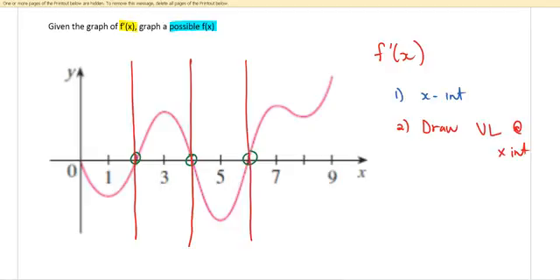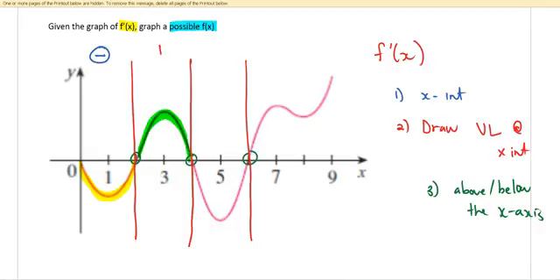Step number 3, determine whether you are above or below the x-axis. So over here on this yellow part that I'm highlighting, that is definitely below the x-axis, so I'll put a negative sign there. This part in green right there, that's definitely above the x-axis. This is below the x-axis, and this is above the x-axis. Let me just delete that.